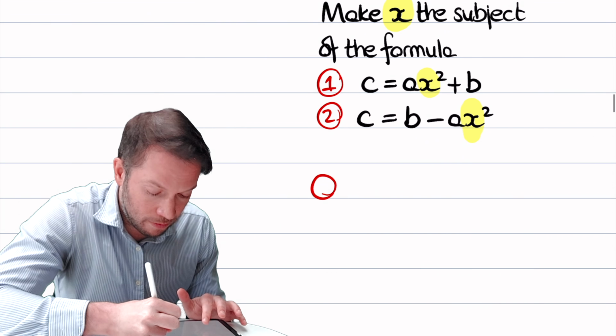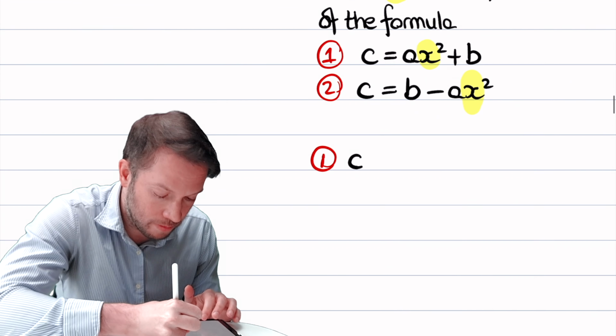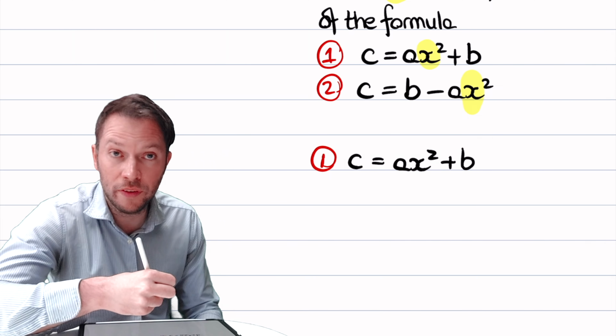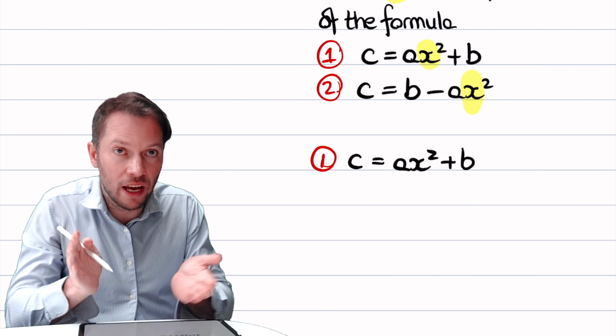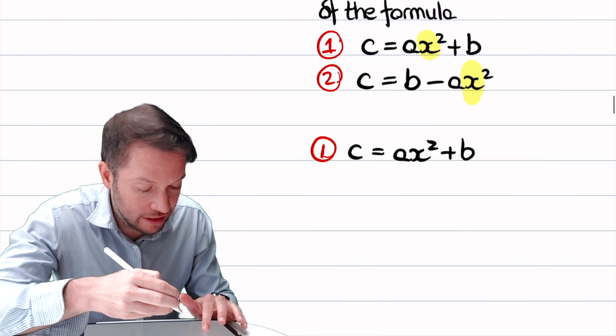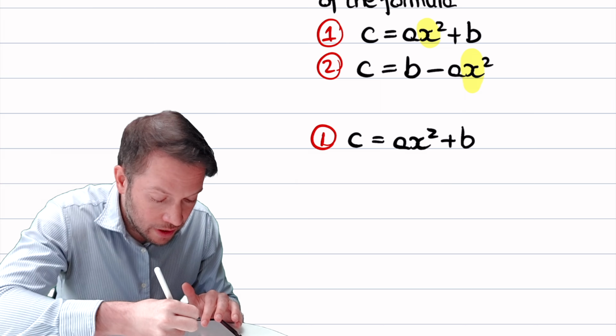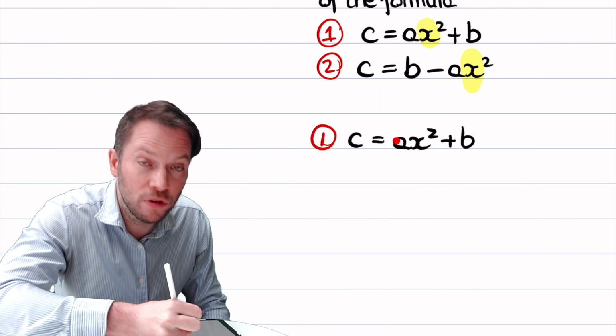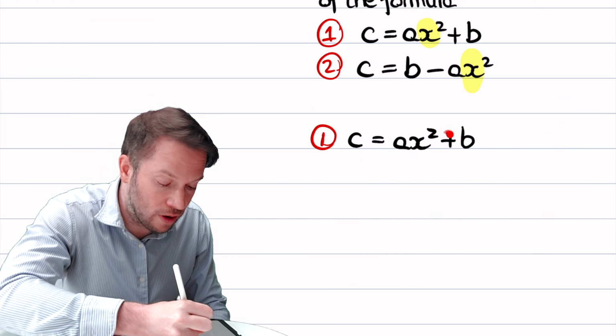If I just copy it out. We need to get x on its own. And the way we do that is to gradually undo the things around the x. It's almost like unpeeling an onion to get to the center. So let's think what's happening to x here. x is being squared, then it's being multiplied by a, and then you're adding b to it.